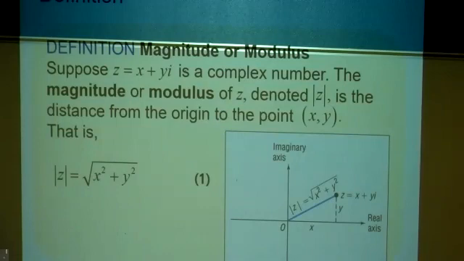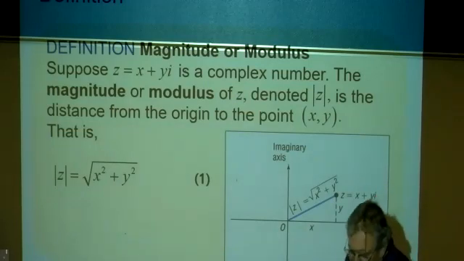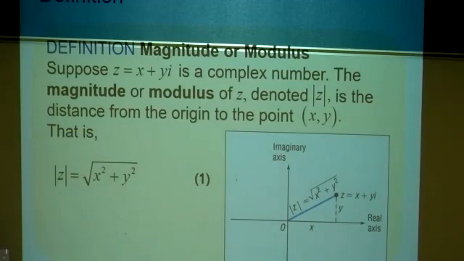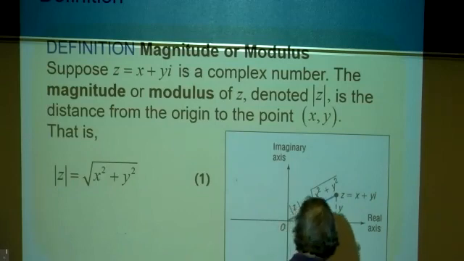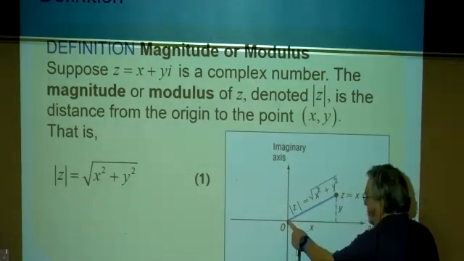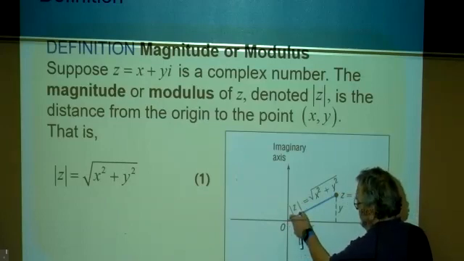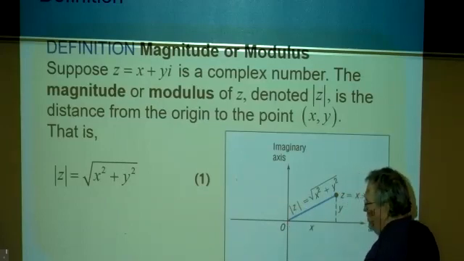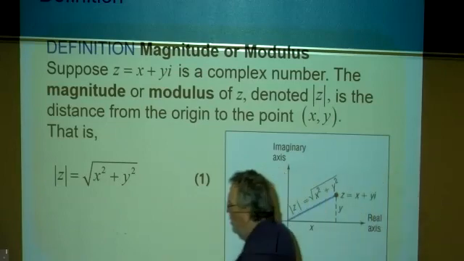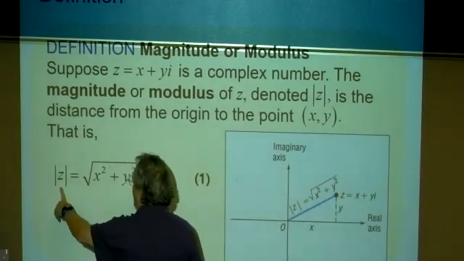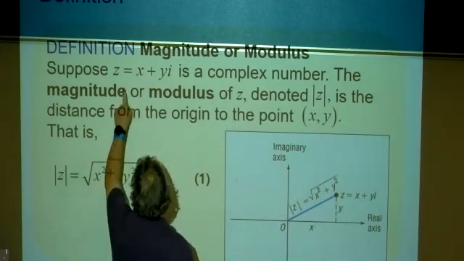Now, magnitude or modulus. When we talk about the magnitude of a complex number, or its modulus, that is how far is it from the origin? How far is it from here? Notice they put z in the absolute value symbol. This is called the modulus of the point z.